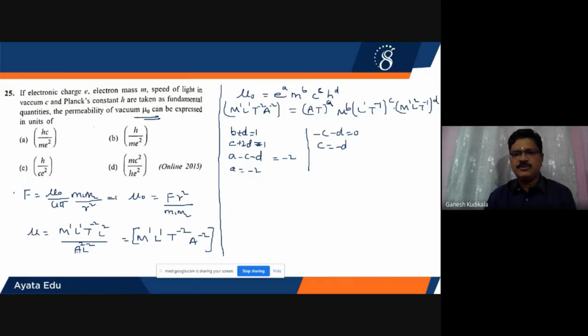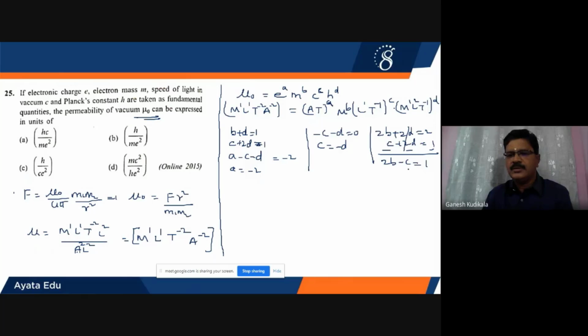First, let me multiply the equation number 1 with 2 now. So therefore, 2b plus 2d will be equal to 2. And this equation, c plus 2d will be equal to 1. On subtracting, these two will get cancelled. So therefore 2b minus c will be equal to 2 minus 1, which is 1.